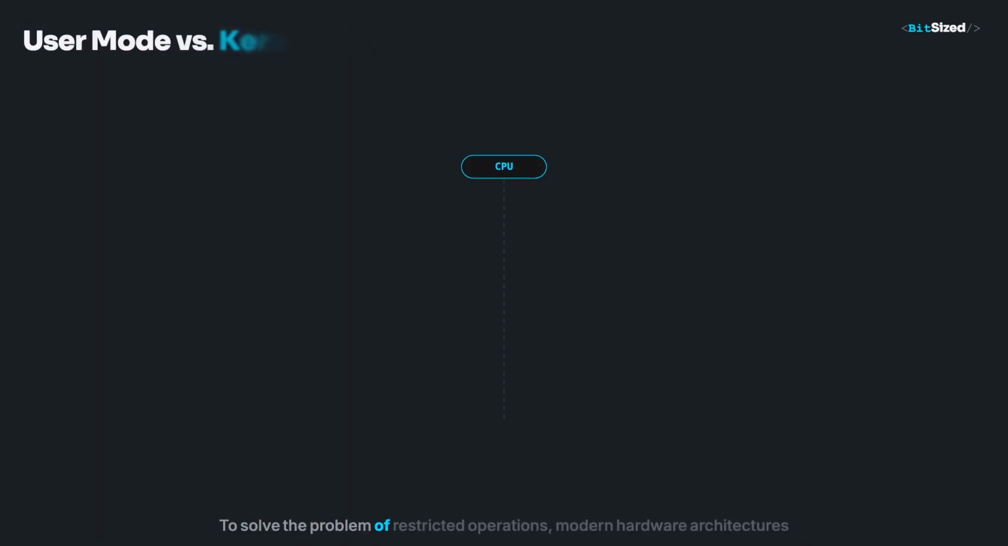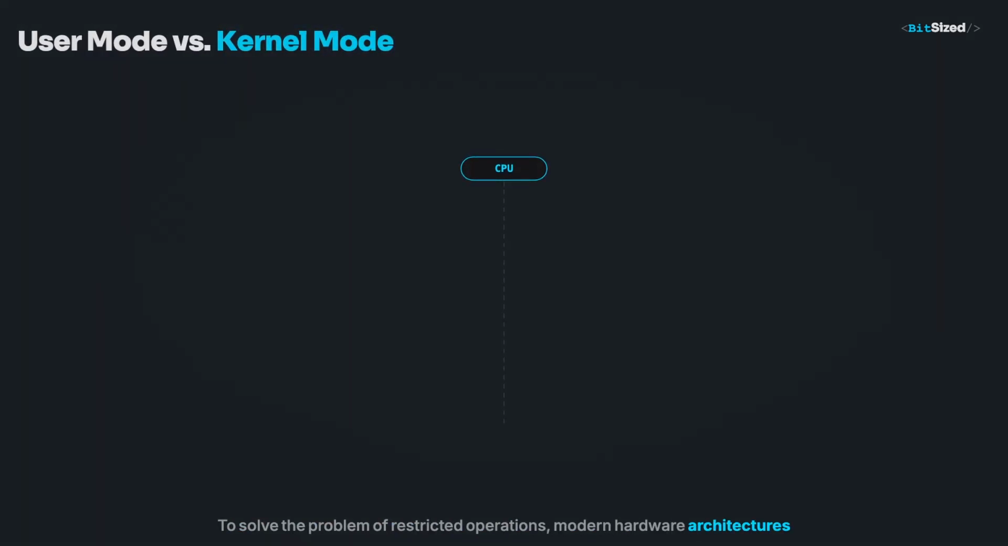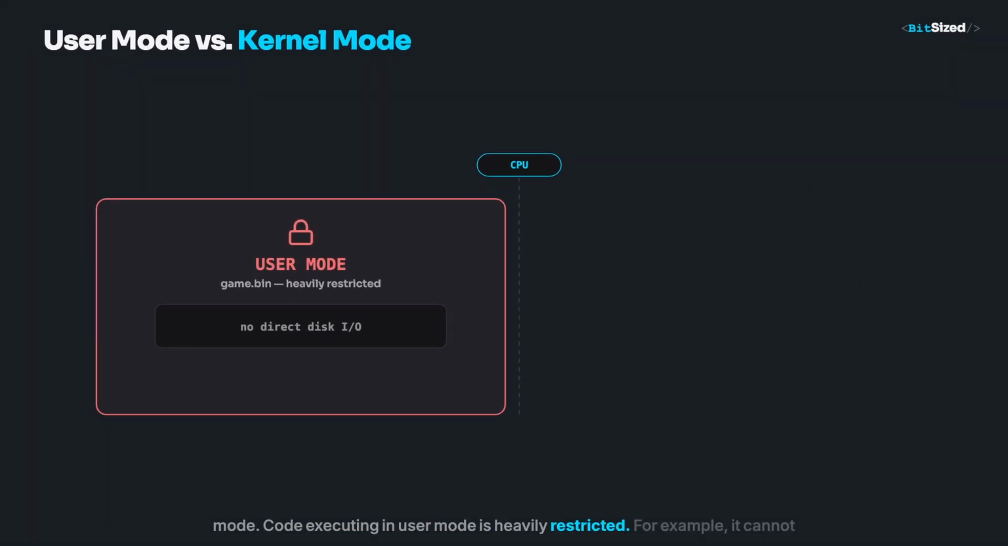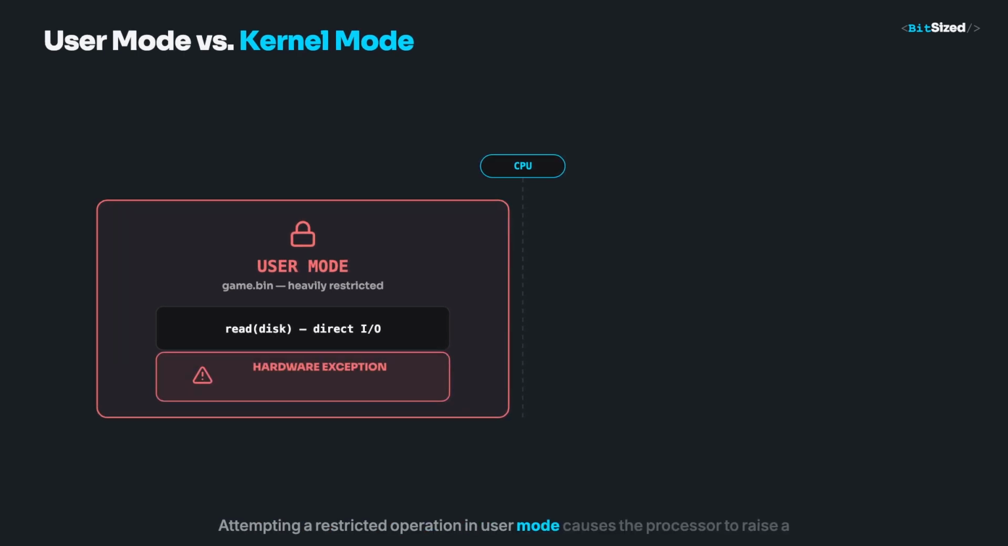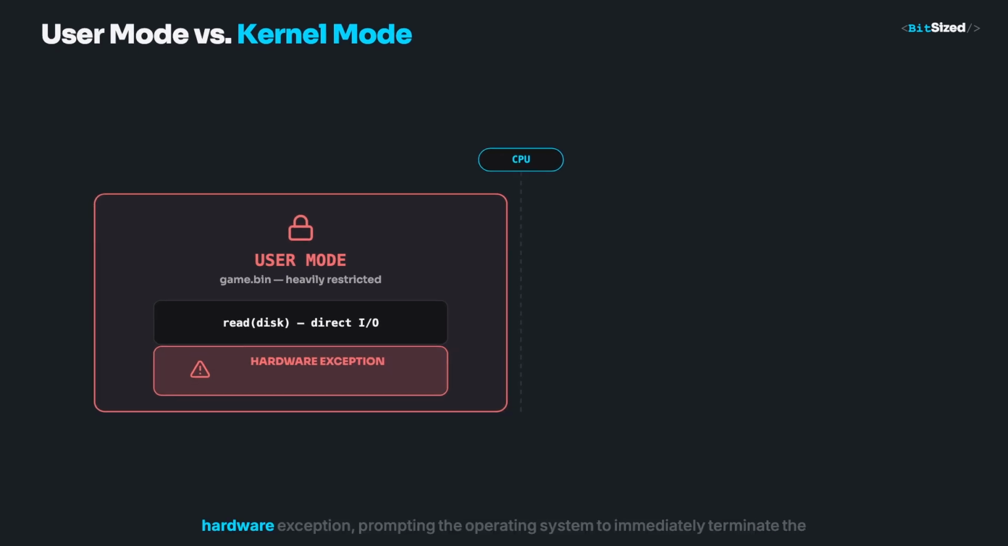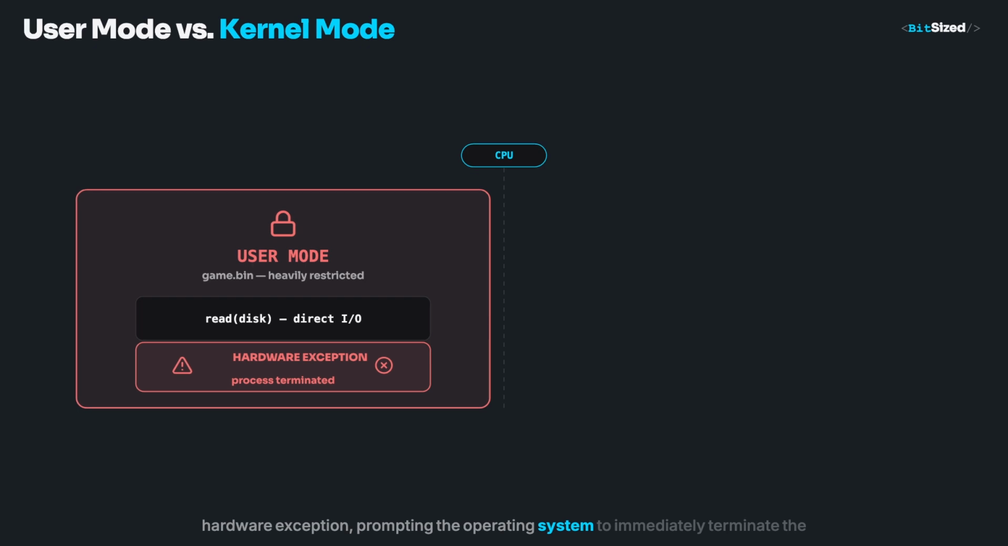To solve the problem of restricted operations, modern hardware architectures introduce distinct execution environments, establishing user mode and kernel mode. Code executing in user mode is heavily restricted. For example, it cannot directly issue input-output requests to a disk or access raw system resources. Attempting a restricted operation in user mode causes the processor to raise a hardware exception, prompting the operating system to immediately terminate the offending process.